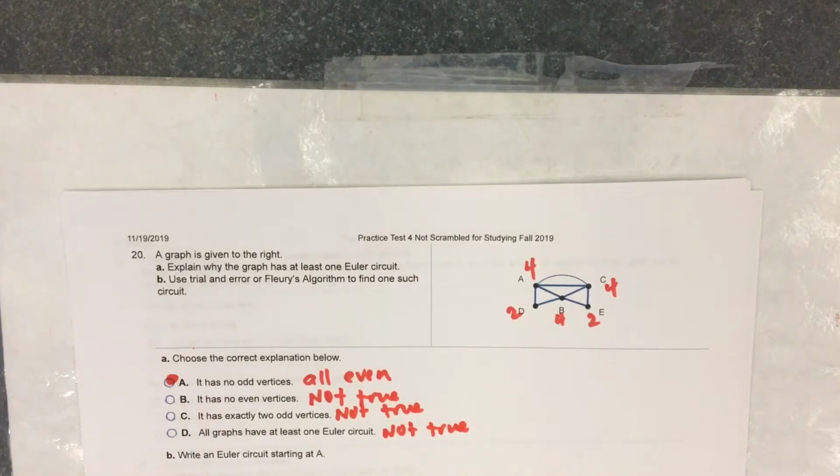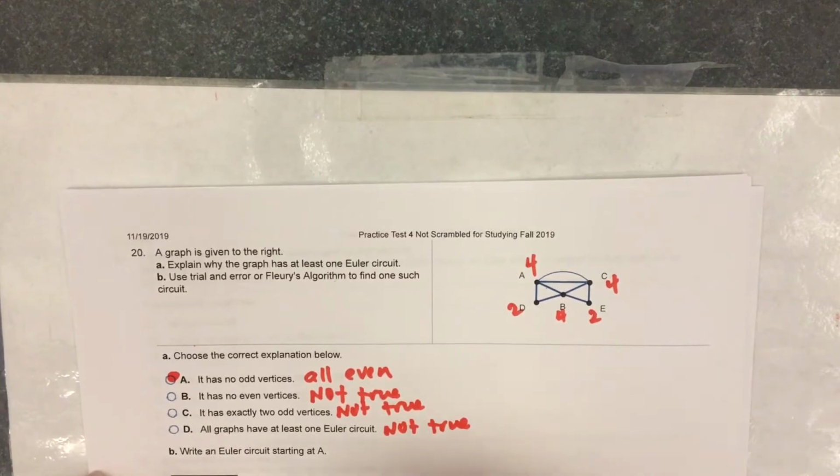Write an Euler circuit starting at A. Read the questions. I've had students in previous semesters come in and we'll look at the test, and they've given an Euler circuit, but they didn't start at A. Like, oh, what do I do? You knew what to do, you just didn't start at the right place. If I start at A, I can go A, I think I'll go to, let's go to D.